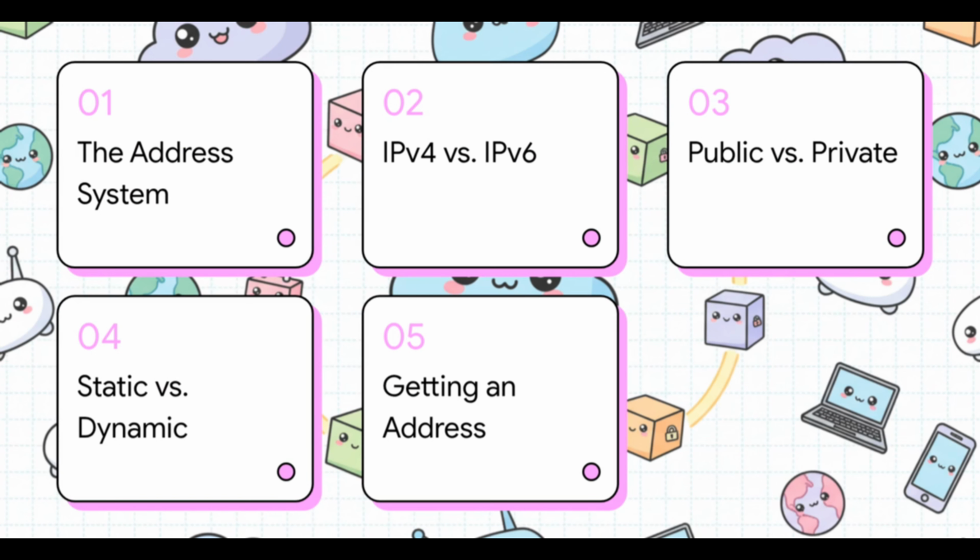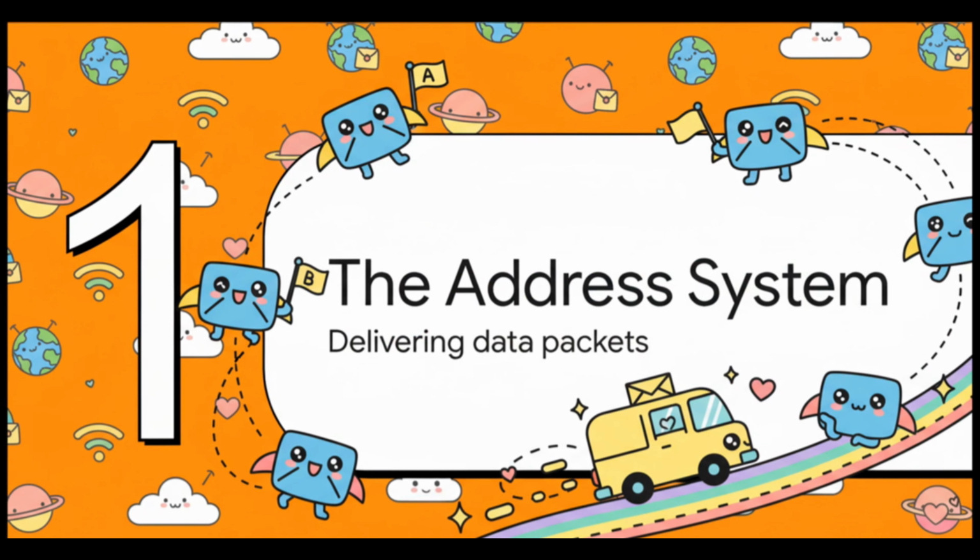So, in this explainer, we're going to break down exactly how this digital postal system works. We'll start with the basics, then get into the big upgrade from IPv4 to IPv6. We'll also unpack the difference between public and private addresses, static versus dynamic ones, and finally, how your device even gets its address in the first place. All right, let's start at square one.